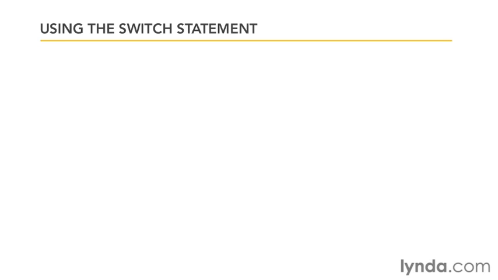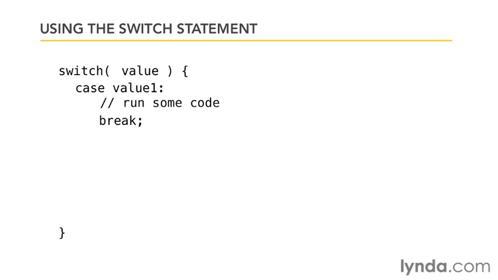The way you use a switch statement is you write the word switch, and there's a value that you pass to the switch statement. Then inside the switch statement, you use a whole bunch of cases. So you have a case for some value, which will then run some code, and you have a break statement, which says, okay, that's the end of this case. And then you can do this as many times as you need it. So you can have a case for a whole bunch of different values that all run different code.